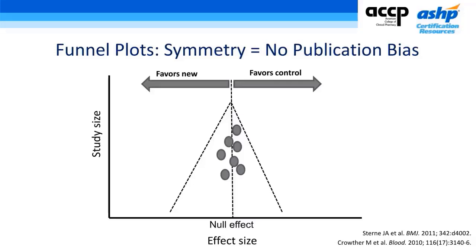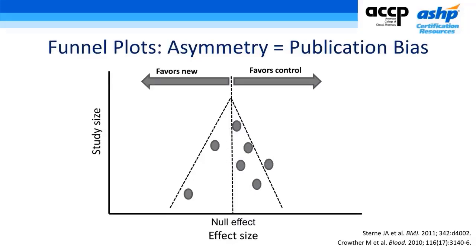So in this example, we see on the y-axis is study size, on the x-axis is effect size. The line down the middle is the null effect. We see the circles are kind of congregated around that average, and it's pretty similar on both sides, and so there is no publication bias depicted in this graph.